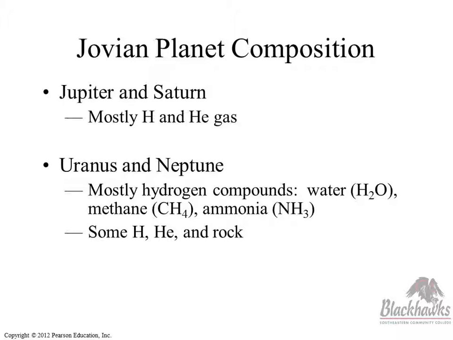So Jupiter and Saturn are mostly hydrogen and helium, and then with the blue planets, we kind of pick up some of the hydrogen-containing compounds. Remember we talked about the 4 different types of stuff in our solar nebula? Hydrogen and helium was most abundant, and then the hydrogen-containing compounds.